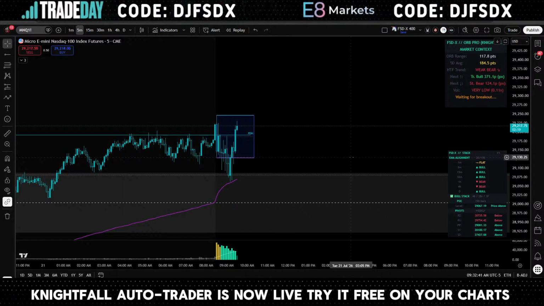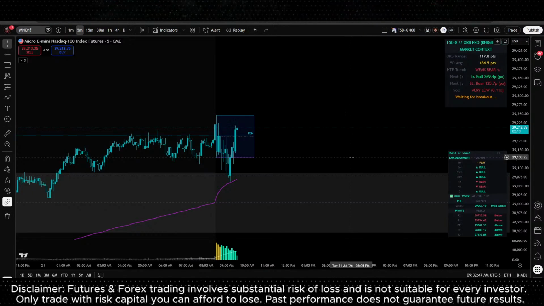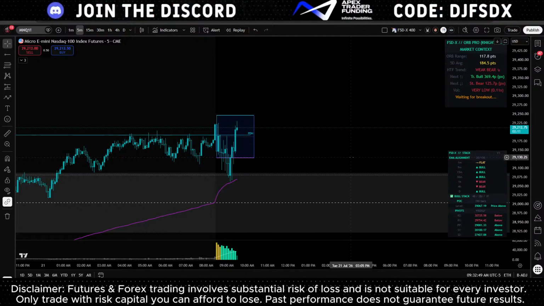I was wondering if it's going to be one of those days where it tries to break out to the top side and just loses all the volume and dies out, but right when it breaks out, it kind of slowly grinds up.